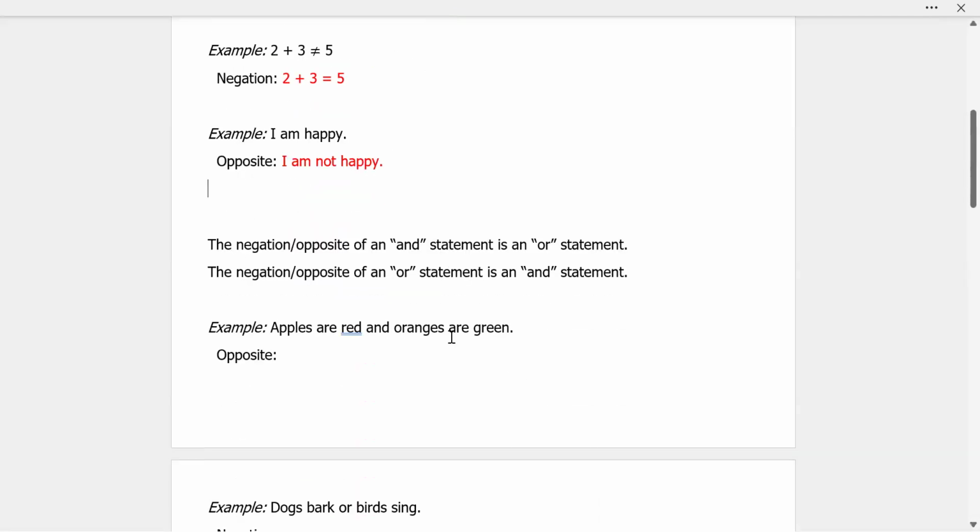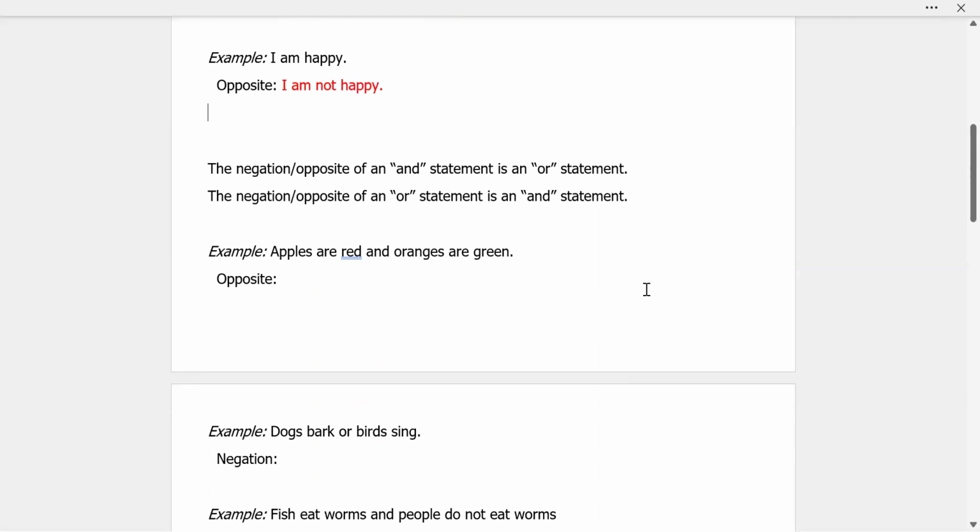Okay, what if you have an and, an or statement? So if you have an and statement, its opposite is going to be an or statement. And the vice versa is true. If you have an or statement, its opposite is an and statement. So suppose I say apples are red and oranges are green. You know that's a false statement because I said and for it to be true, both pieces need to be true. So for it to be false, I only need to have one part of it wrong. Oranges are green is the part, so that's what makes this false.